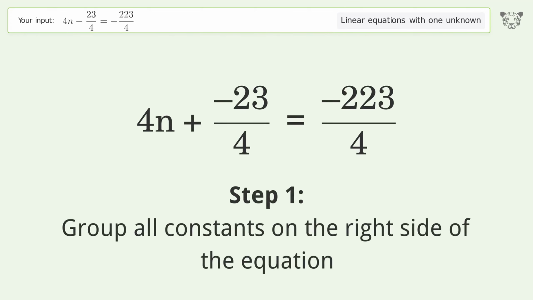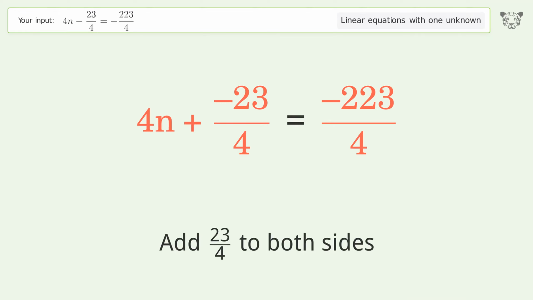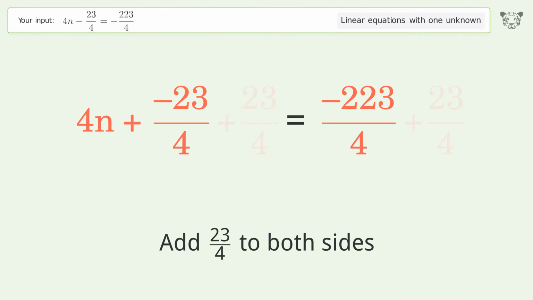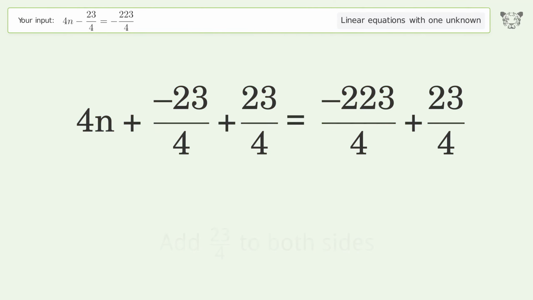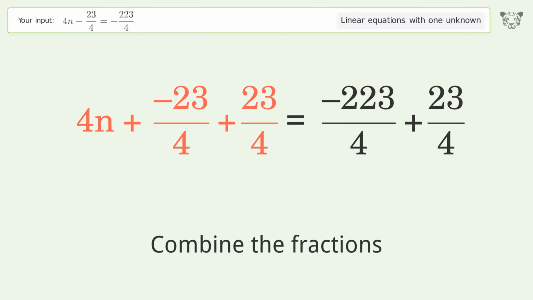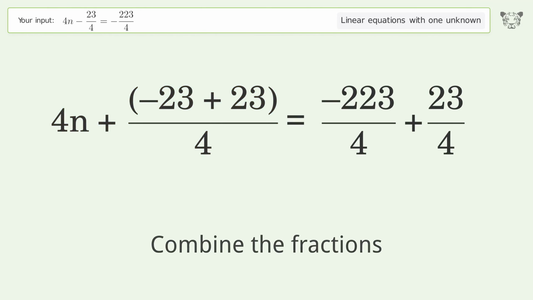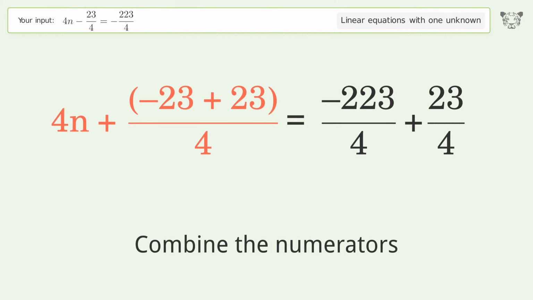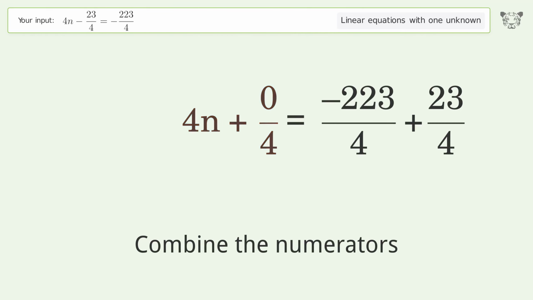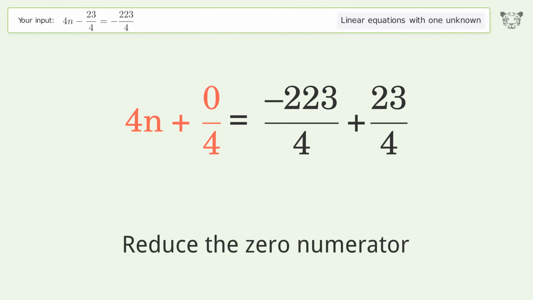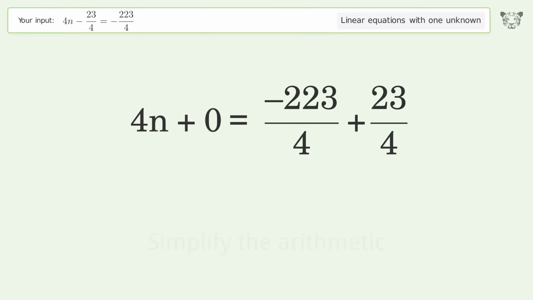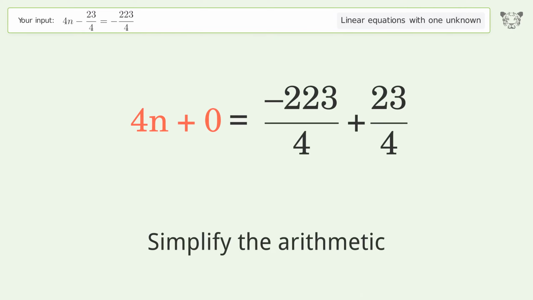Group all constants on the right side of the equation. Add 23/4 to both sides. Combine the fractions. Combine the numerators. Reduce the zero numerator. Simplify the arithmetic.